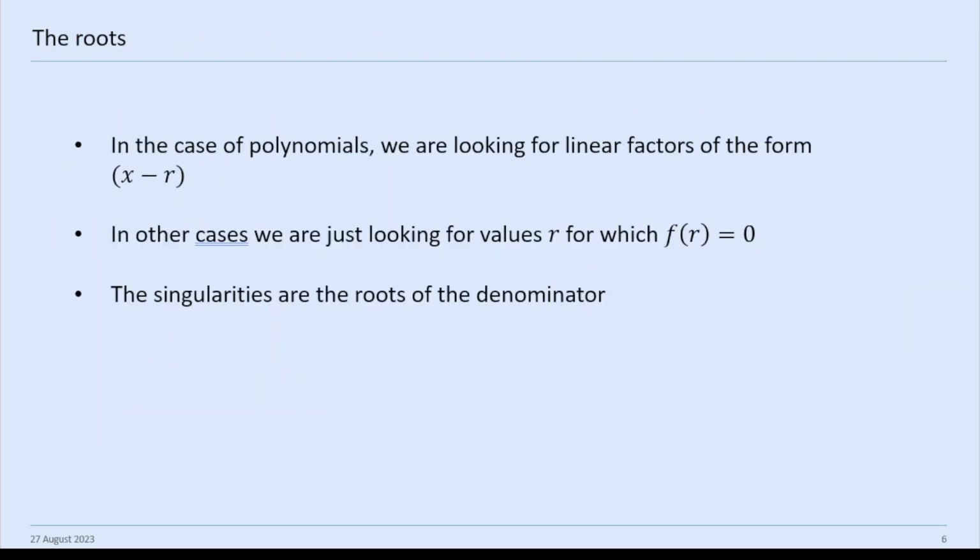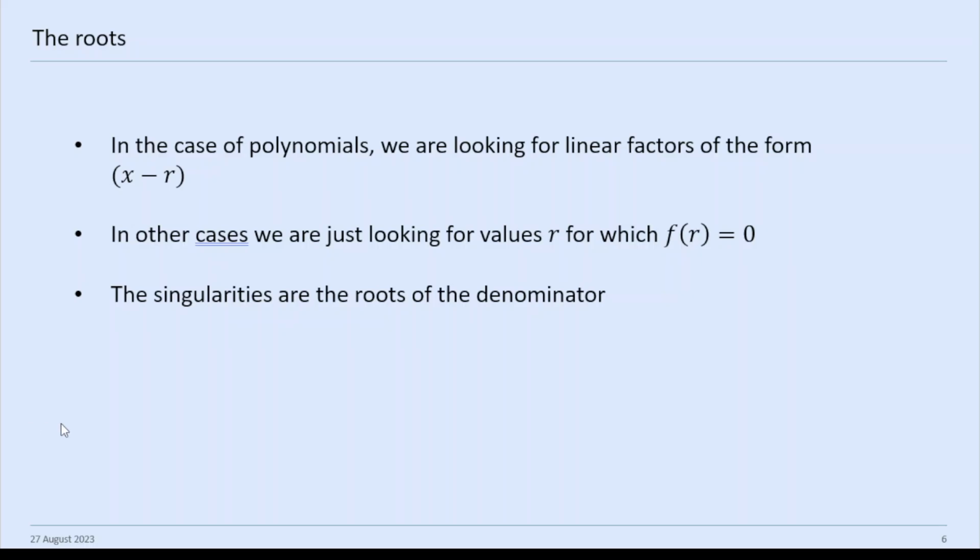Next, what are the roots? In the case of polynomials, you're looking for linear factors of the form x minus r. This is what you do when you solve a quadratic or a cubic. You're looking for those roots, those numbers that make it equal to 0. In other cases, or also in the case of polynomials, we're just looking for values r for which f of r equals 0.